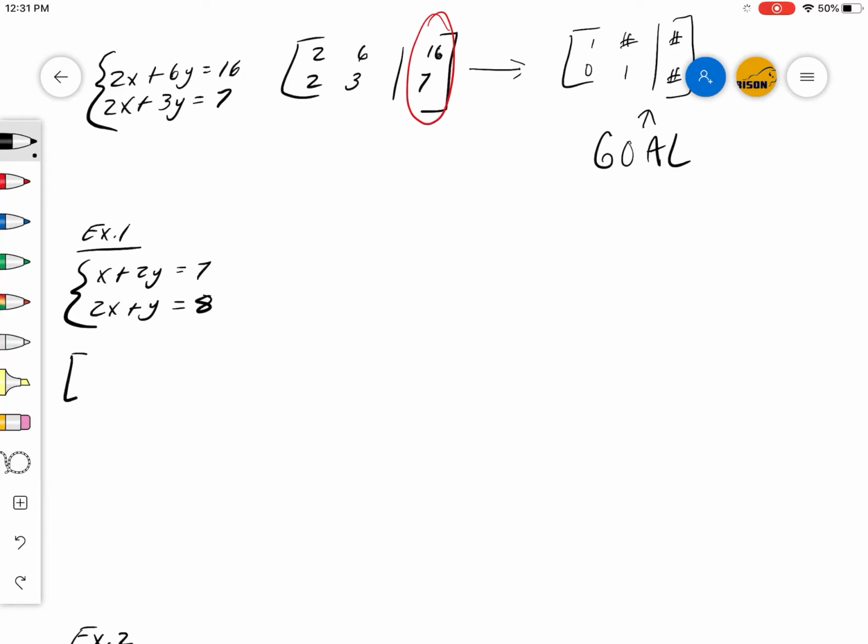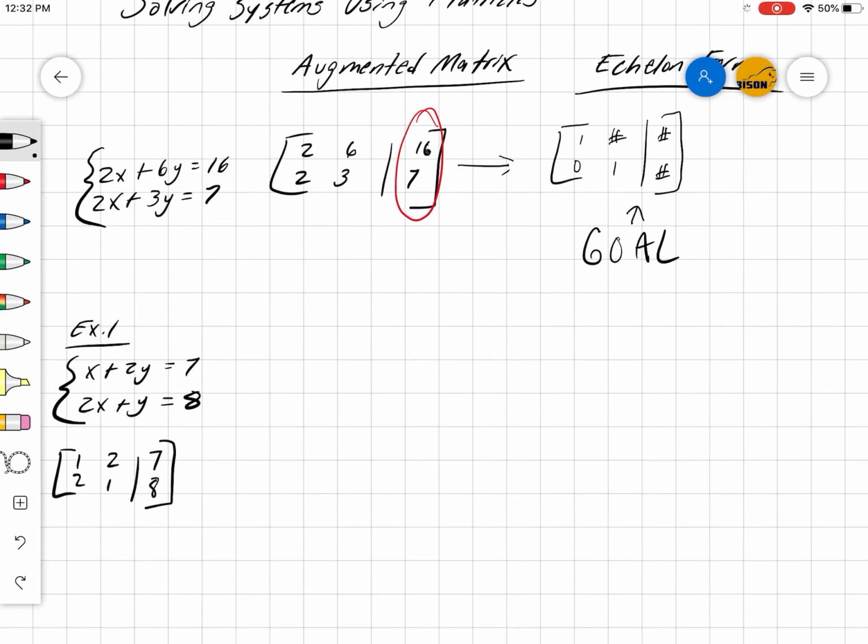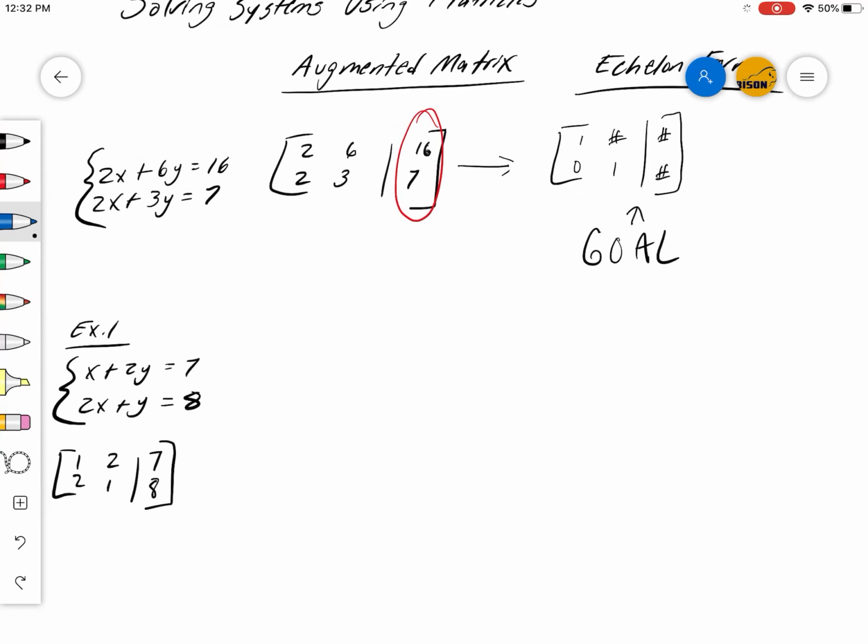So I'm going to use 1, 2, 7, and 2, 1, 8. Remember, my goal was to get 1's on the diagonal and then 0's underneath. Now, there's a specific order that needs to happen. Let me scroll you back up here and show you that specific order.